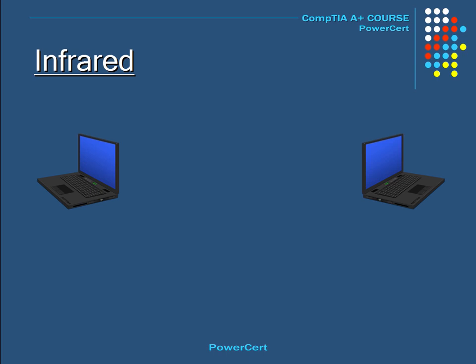Infrared is a technology that was developed by IRDA, which stands for the Infrared Data Association. The term infrared actually means below red. It's a wireless technology where data is transmitted in rays of light, rather than using radio waves. Many companies have now utilized this technology to transmit and receive data in their products.